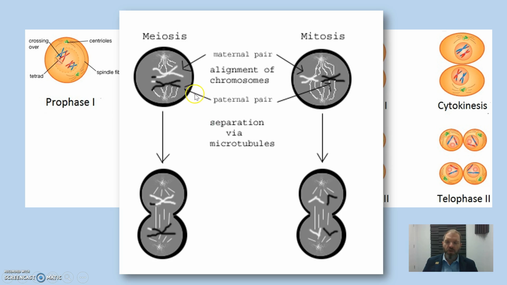For meiosis though, the homologous chromosomes don't align side by side but together in a structure called a tetrad. And so in this case, the white one's going to go in this direction and the black one's going to go down here.